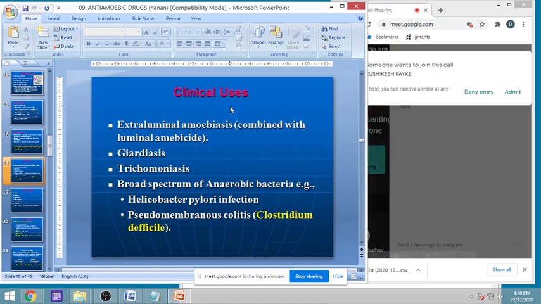What are the clinical uses? It is used in extraluminal amoebiasis, combined with luminal anti-amoebicides. It is used in giardiasis, which is one more type of protozoal disease. It is used in trichomoniasis. It is a broad spectrum agent against anaerobic bacteria. It is very useful in Helicobacter pylori infection. It is used against pseudomembranous colitis and Clostridium difficile type of microorganism.